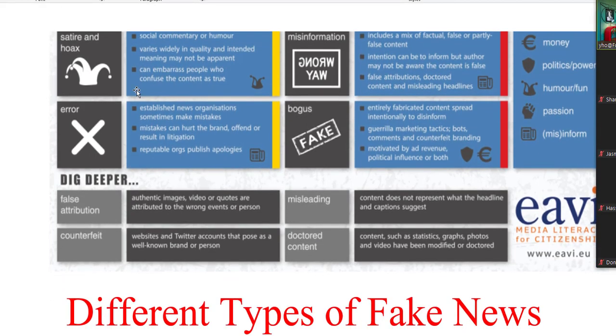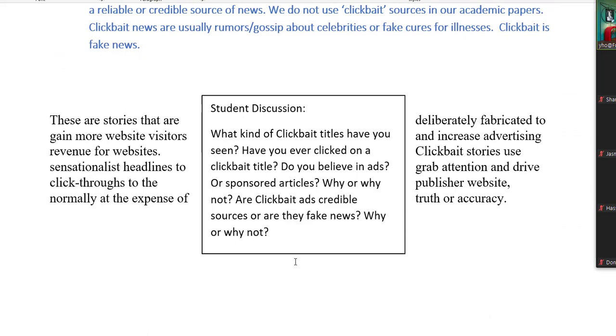If you go to onion.com, there you have a lot of headlines that are all satire. That is social commentary or humor, and it varies widely in quantity and quality, and the meaning may not be present. Misinformation includes a mix of factual, false, or partly false content. And then error, and doctored content. That means that they lie. That's the National Enquirer. So this is an example of clickbait.